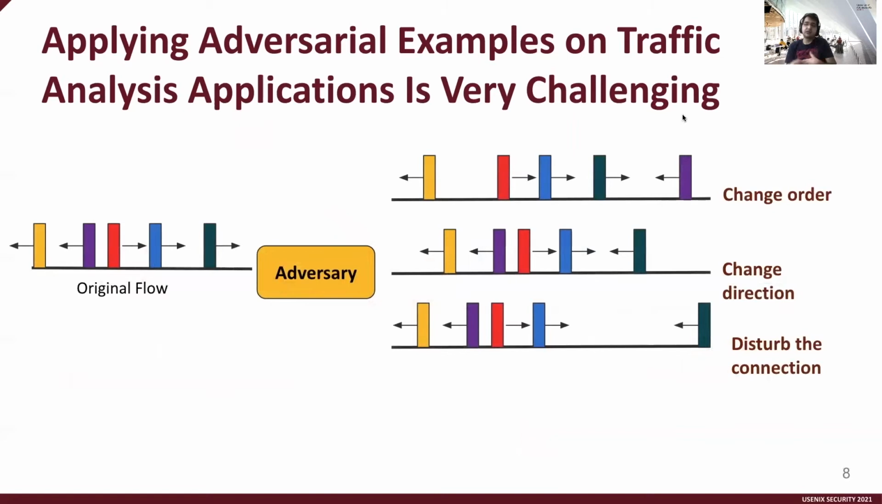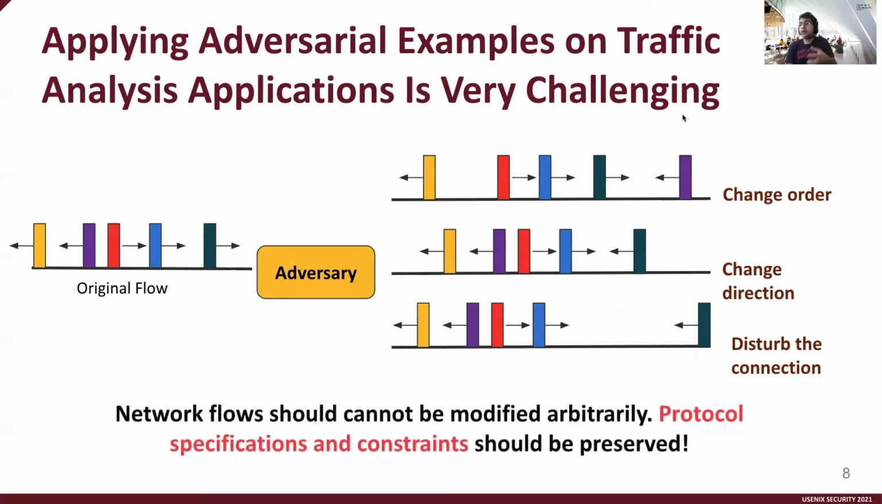Another issue, which is also very challenging to apply adversarial examples to traffic analysis systems, is that many of these protocols in the network have a specific timing or direction. You cannot arbitrarily change the direction of a packet, or just change the size. Like you cannot make a packet smaller because you will disturb the connection. And all of these protocol specifications should be preserved. And this makes applying adversarial examples in traffic analysis very complicated.